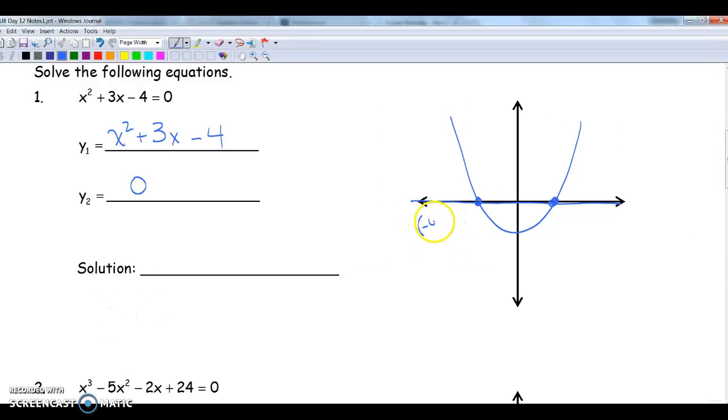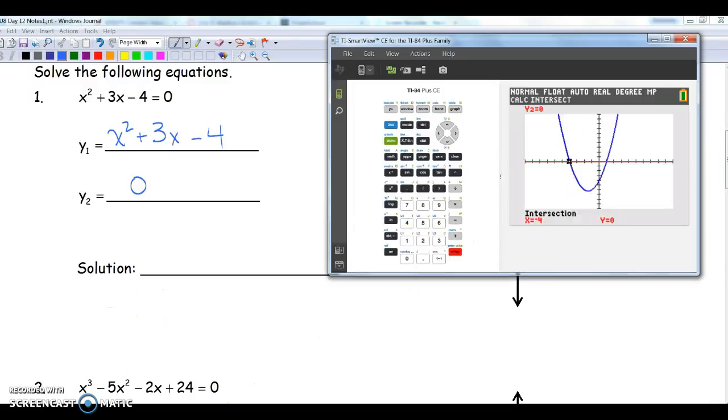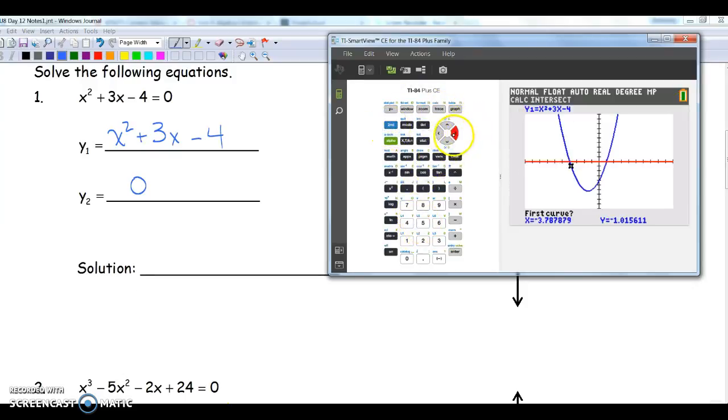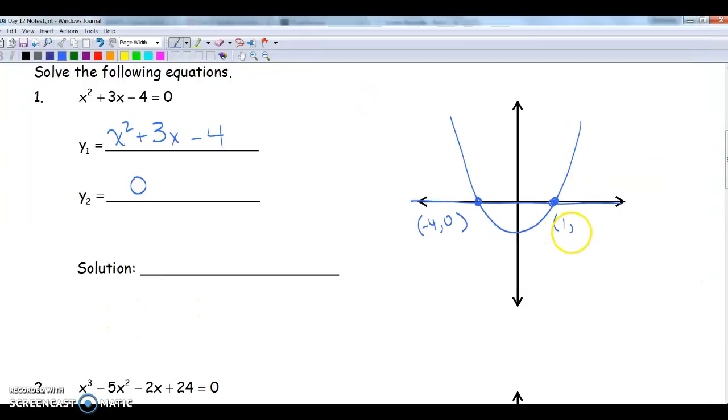So we're going to label it on our graph, negative 4, 0, and we're going to find the other one, second trace, number 5, and this time I'm going to go to the right. Remember, you can hit the up and down arrow to switch between the two lines. I hit the up arrow so that I could be on the x-axis, so that it's a little bit quicker to get to instead of going down and all the way around. Once I'm close, I hit enter 3 times. And this one should be 1, 0. Again, if you get 0.9 repeating or 1.000, that's 1. If your y has an e in it, that's also 0. So we've got 1, 0.